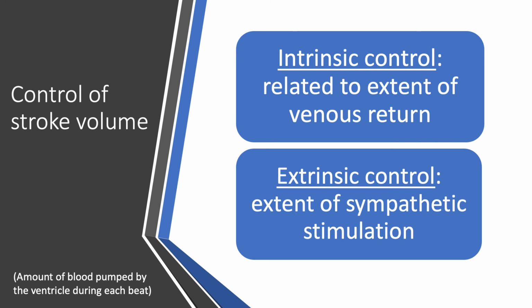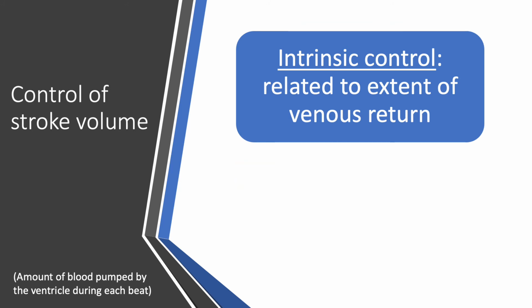Extrinsic control, that's going to be what we reviewed already. That's going to be the extent of sympathetic stimulation, right? That's going to be that cardiac nerve releasing norepinephrine, leading to increased permeability of the L-type calcium channels, more calcium in that cell, stronger contraction. Let's start by looking at this intrinsic control, since that's a new concept for us.